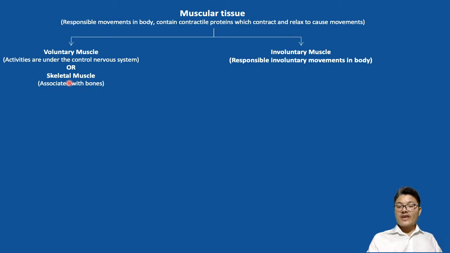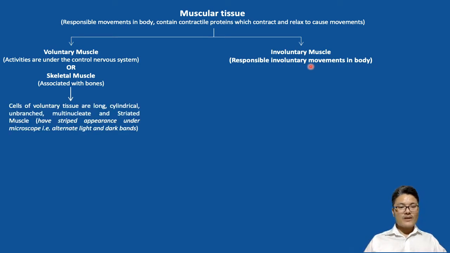We also have involuntary muscles which are responsible for involuntary movements in our body. Involuntary here refers to movements which are not under our control. The movement by these involuntary muscles occurs automatically. We can't even stop the movement of involuntary muscles. Now let's discuss the voluntary muscle, that is skeletal muscle.